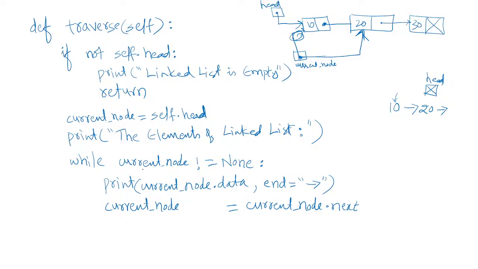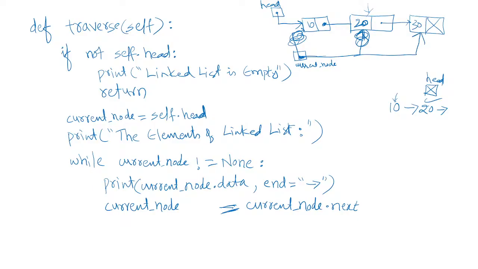It checks here: while current node not equals to none. So this 20 node address is present. Some address is present, not equals to none. Yes, true. Then again it prints current node dot data. Current node dot data means it prints 20 here. So 20 will be printed with arrow. Then current node is equal to current node dot next. That means this moves to the next node. It goes to the next node.